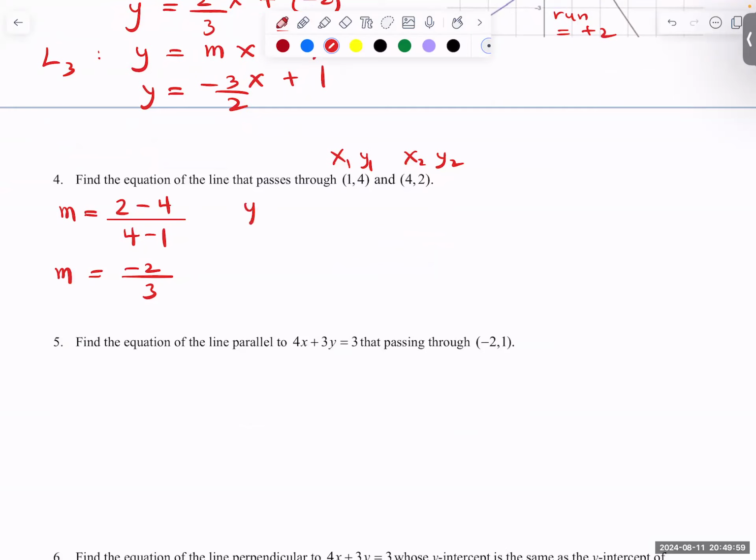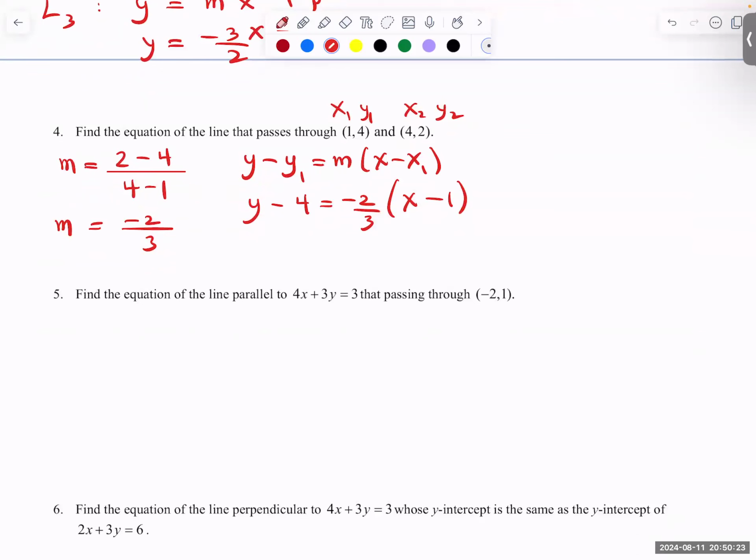So we can use point-slope form. y minus y1 equals the slope times x minus x1. And we can use either point. Let's use the first point, (1, 4). So y minus 4 equals the slope, -2/3, times x minus 1.